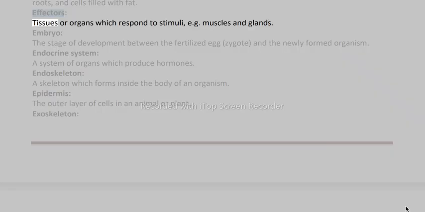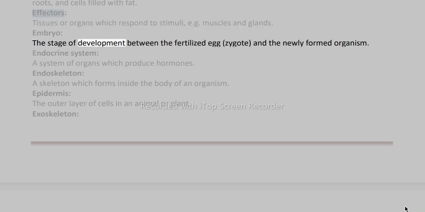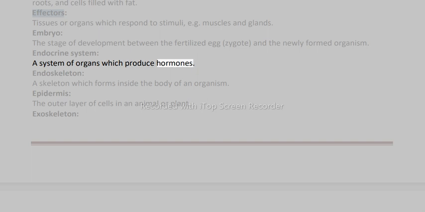Effectors, tissues or organs which respond to stimuli, e.g. muscles and glands. Embryo, the stage of development between the fertilized egg, zygote, and the newly formed organism. Endocrine system, a system of organs which produce hormones. Endoskeleton, the skeleton which forms inside the body of an organism. Epidermis, the outer layer of cells in an animal or plant.